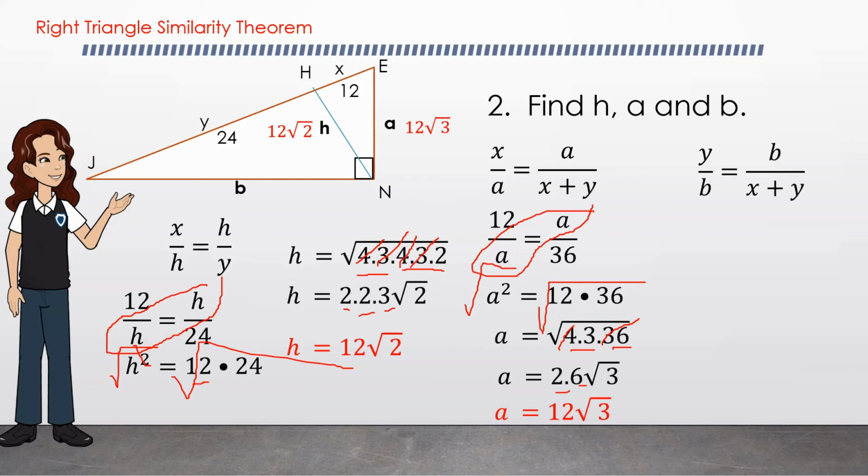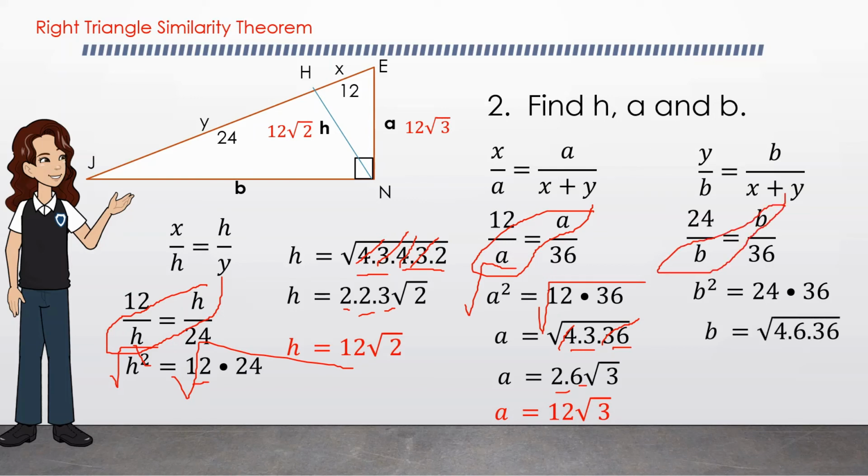And the last one, the other leg is B. So, ang katapat naman ng B ay Y. So, Y over B is equal to B over X plus Y. Y is 24 over B is equal to B over X plus Y. 12 plus 24 is 36 also. Then, cross product. So, we have B squared is equal to 24 times 36.